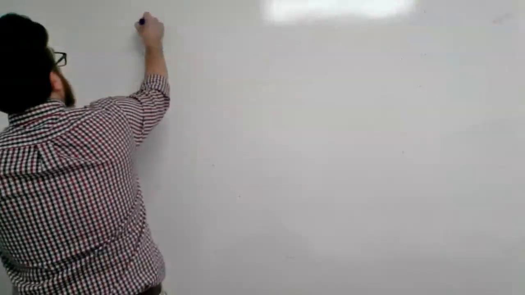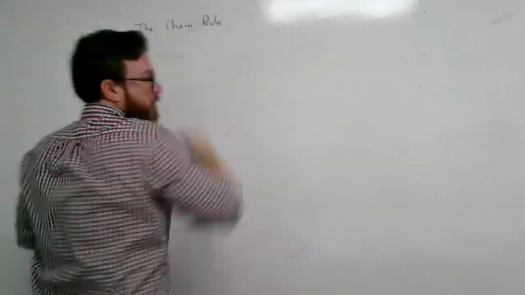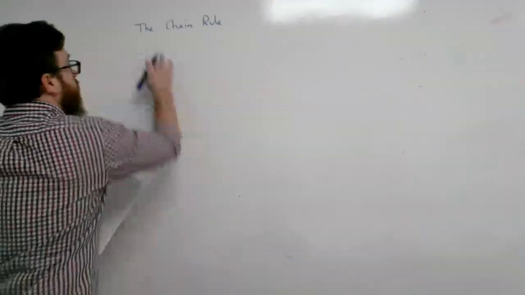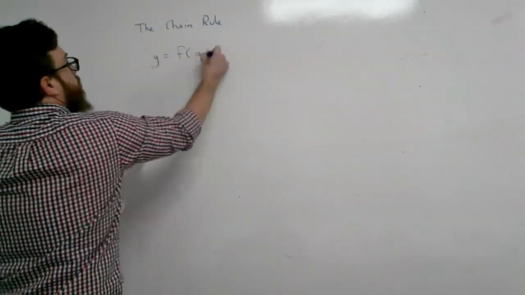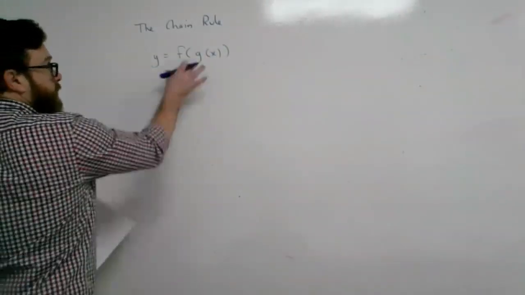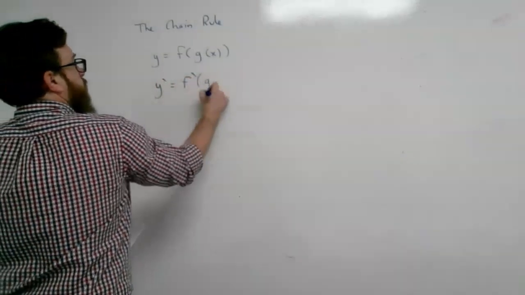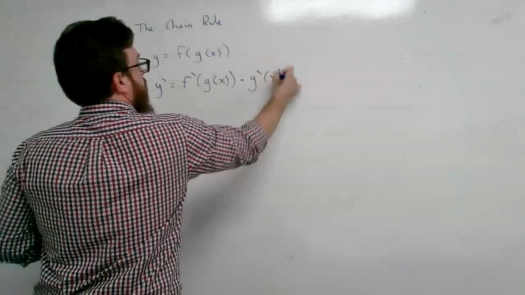The chain rule. What we want to do is take derivatives of functions that are in composition form, so f of g of x. If it's of this form, then we know that y prime is going to be equal to f prime of g of x multiplied by g prime of x.